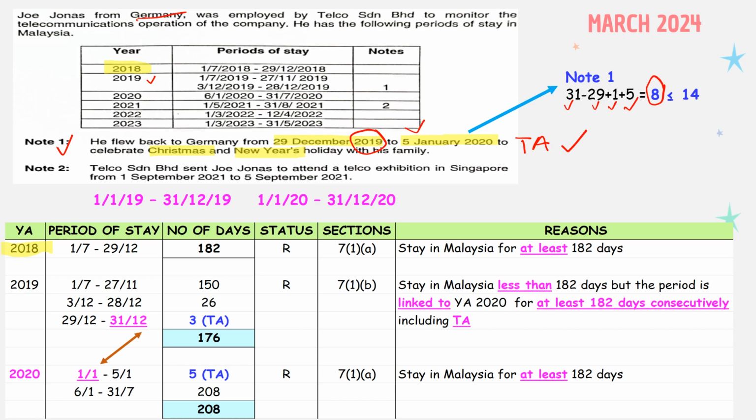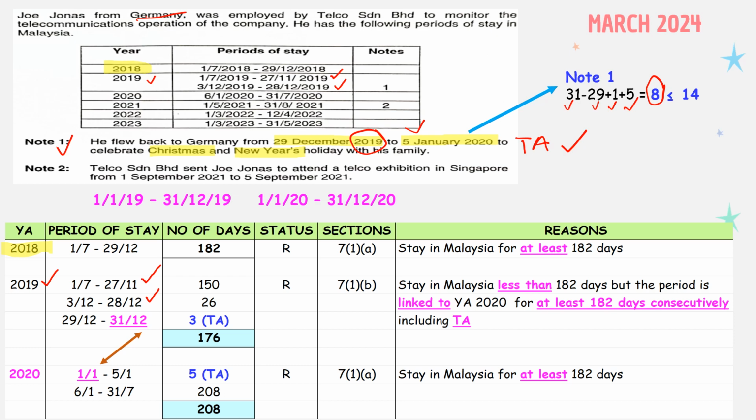Alright? Okay, so let's do 2019. Okay, 2019, our period. First 2019 is here. Okay, copy and paste. 1st July until 27 November, followed by 3rd December until 28 December. Guys, don't forget about our TA. If you look at here, our date 29 December 19 until 5th January 20 overlaps 2 years. What are the 2 years? 2019 and also 2020, right?